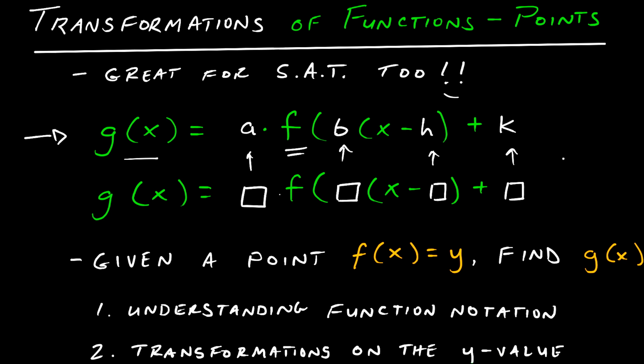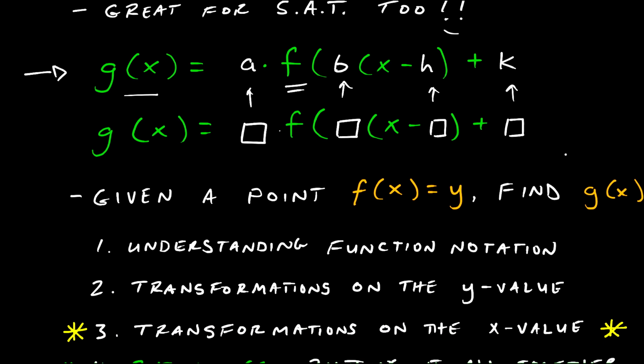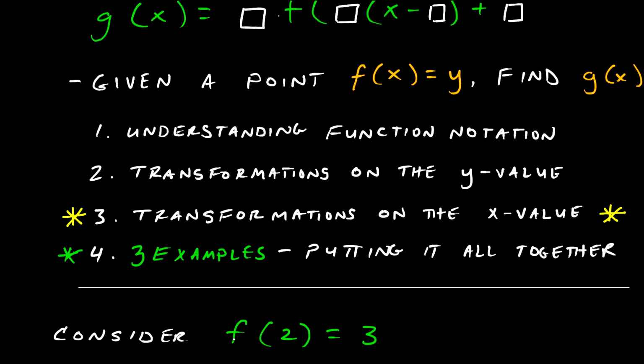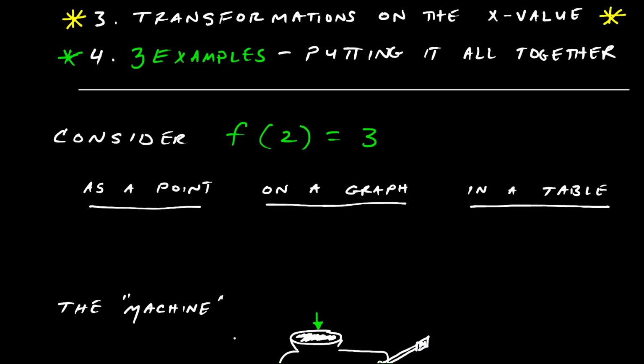So what I'm going to do is first make sure we understand function notation, and then we're going to look at what it is to transform the y values and what it is to transform the x values. And I have the x value starred because that's the one most people struggle with. But after this video, you should understand it quite well. And in the fourth example, we're going to look at 3 examples putting everything all together. So you can skip down to that if you just want to know how to do it.